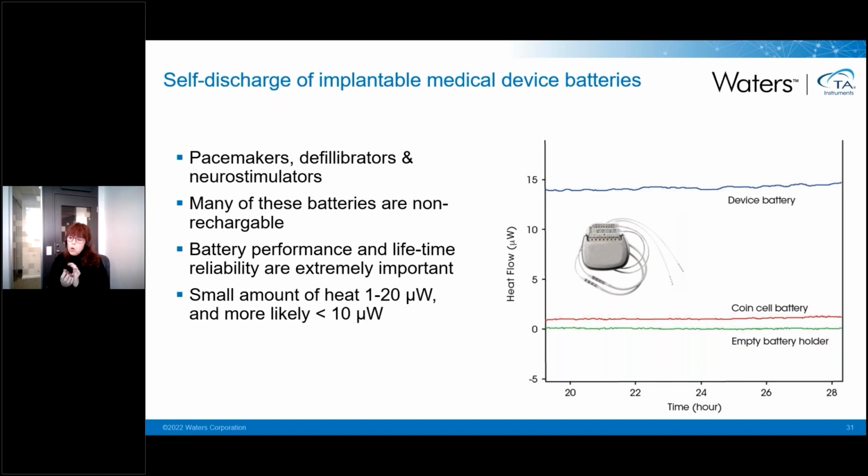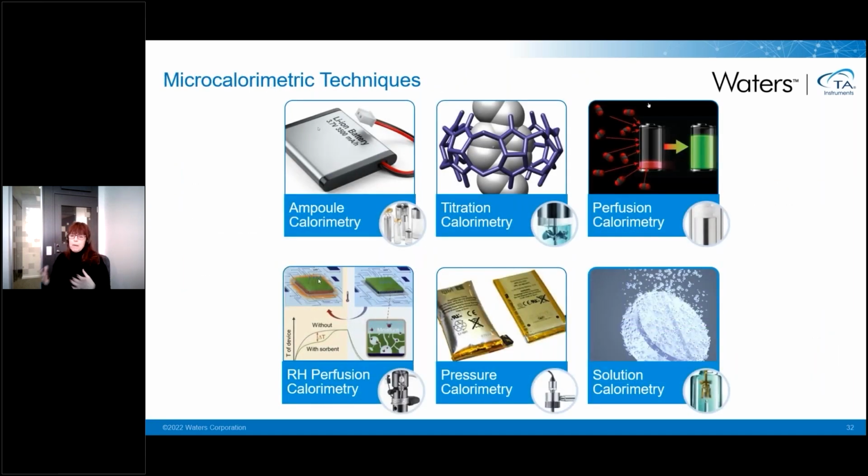In many cases, the whole device, like the whole pacemaker, is put into the calorimeter. They are expected, if there is no operation of the system or they are passive, they should generate a small amount of heat between 1 and 20 microwatt, and more likely they will be below 10 microwatt of heat. And this is an example. This is a pure coin cell, and this is a pacemaker device battery. If there will be a failure in the battery, they would typically generate a lot more heat. So this was for the full cell battery testing.